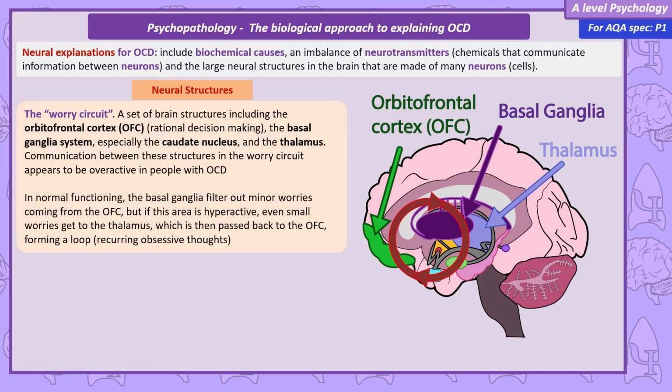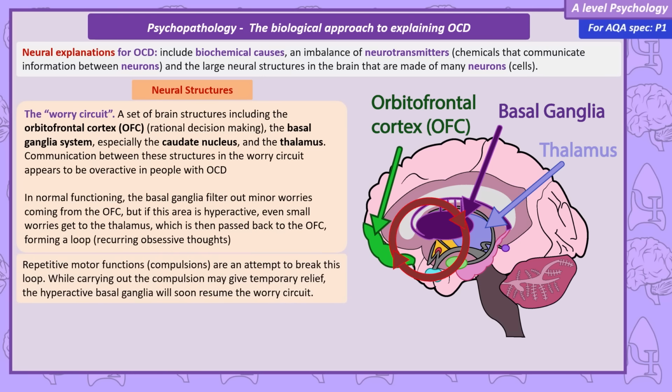This is the recurring obsessive thoughts. This abnormal brain activity is ultimately responsible for the repetitive motor functions, the compulsions. These are an attempt to break this loop. While carrying out the compulsion may give temporary relief, the hyperactive basal ganglia will soon resume the worry circuit.